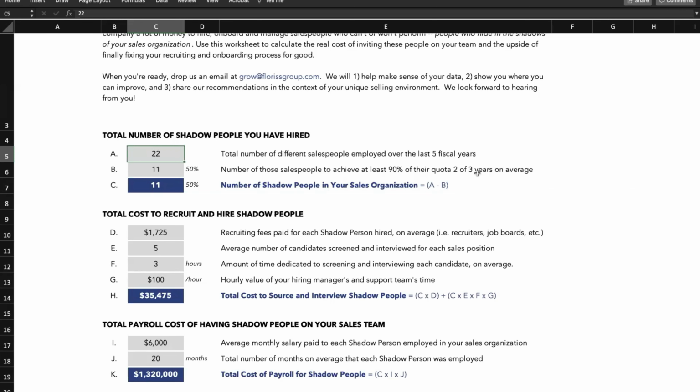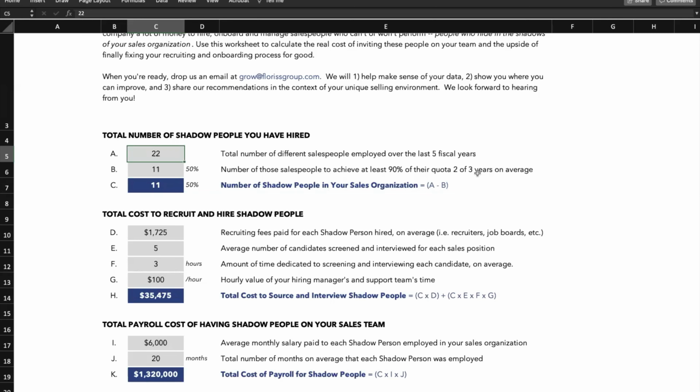And then we add everything together and we identify the cost of all 11 of those shadow people, but also the average cost per hire. The reason I suggest that you think about the challenge this way is because too often, the way we think of salespeople, it becomes a transactional endeavor to hire and bring someone on. And then we make ourselves feel better by saying, look, if they don't work out, we'll just replace them.